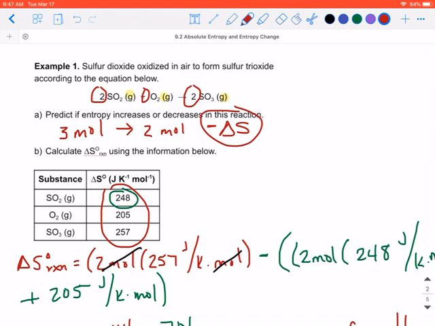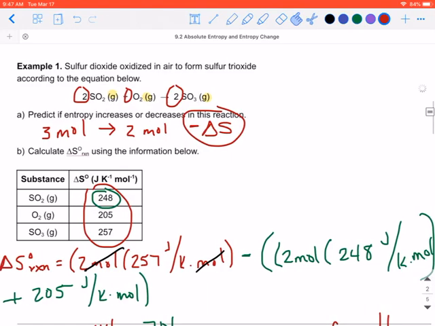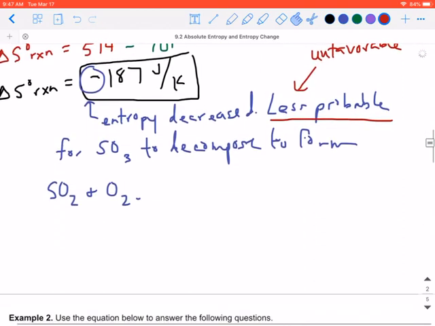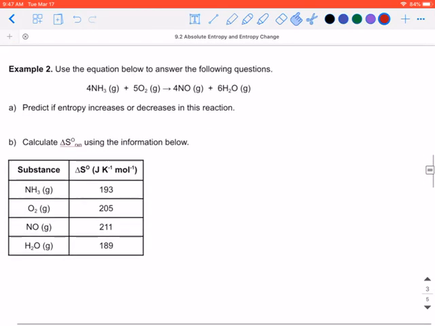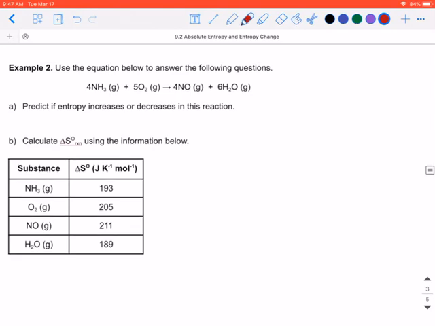So why don't you go ahead and try the second example on your own, and then you can press play on the video when you're ready to go over it.